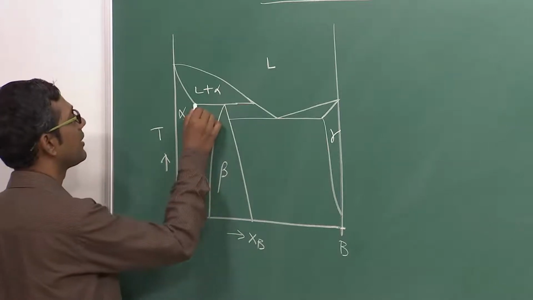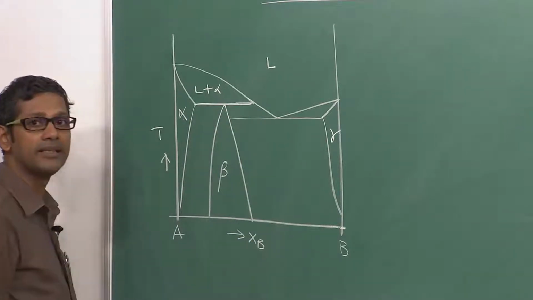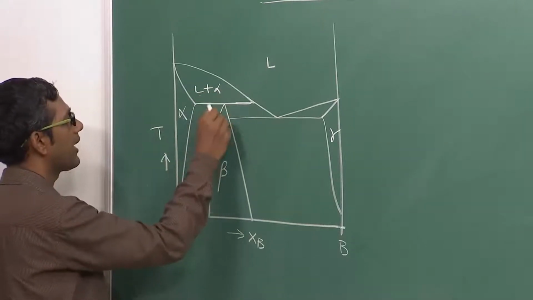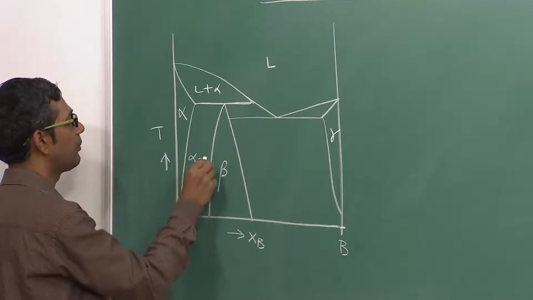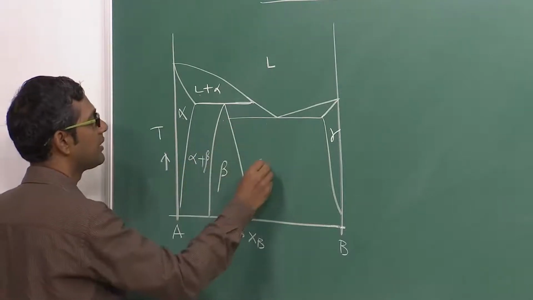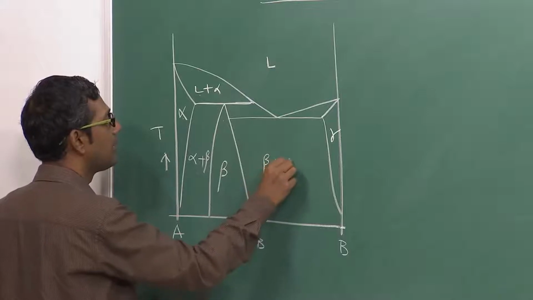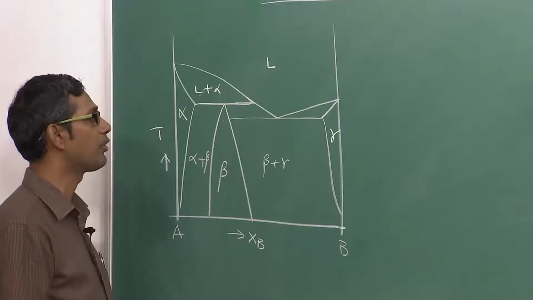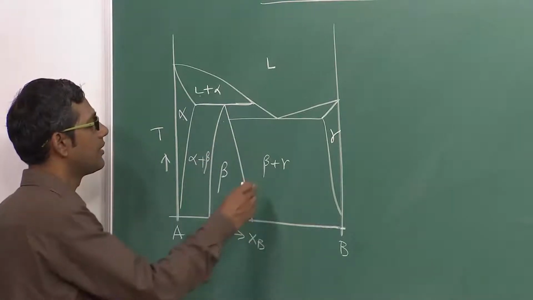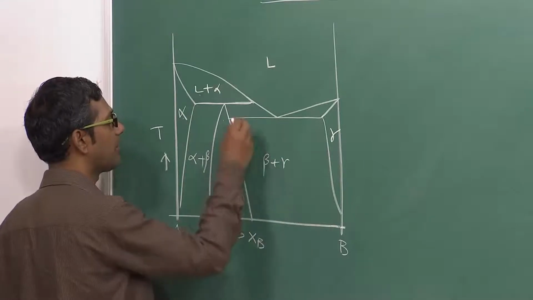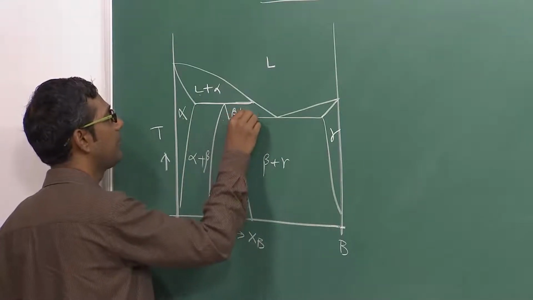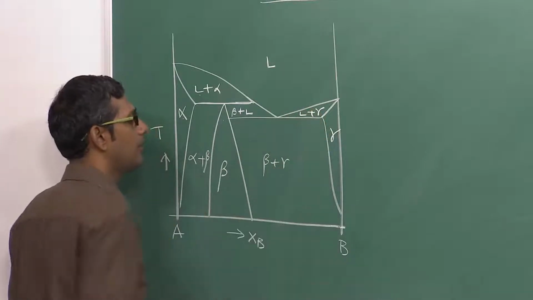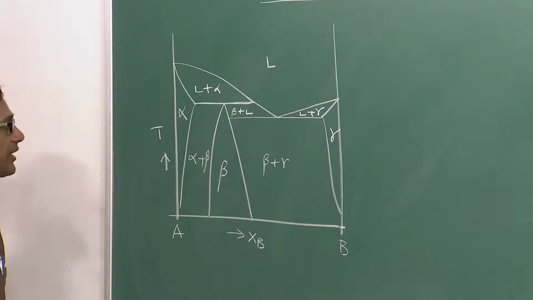You can see there is a horizontal line on the phase diagram that indicates a reaction, and this reaction tells you that liquid plus alpha reacts to produce beta. So this will be alpha plus beta, and this is beta plus gamma. In a phase diagram you will often find that a peritectic reaction is followed by a eutectic reaction. This eutectic reaction is liquid going to beta plus gamma, therefore this will be beta plus liquid, and this is liquid plus gamma. Okay, that is how the phase diagram looks.